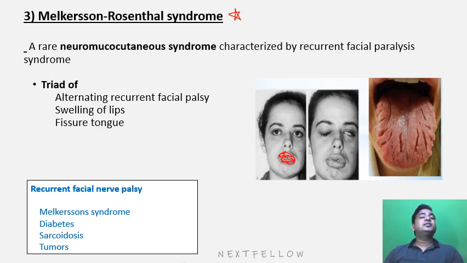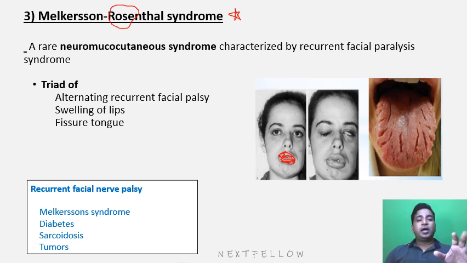So in Melkersson-Rosenthal syndrome, how to remember this? Look at the tongue, there is a rose. That's how I remember. So rose is red. So what happens in Melkersson-Rosenthal syndrome? There will be edema of the cheeks. The lips become red and swollen. Swelling will be there. And there will be a fissured tongue and recurrent facial nerve palsy. So this is Melkersson-Rosenthal syndrome.